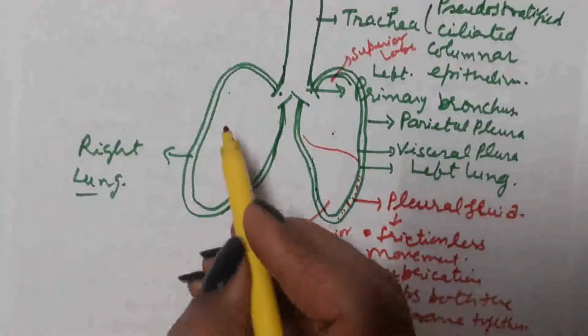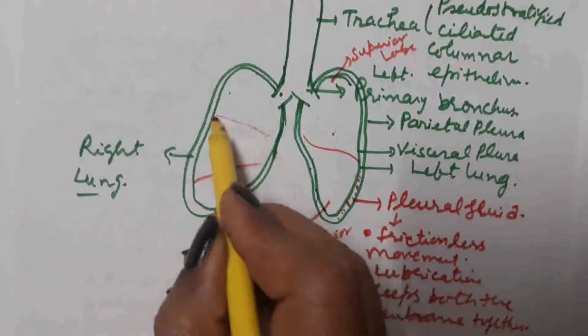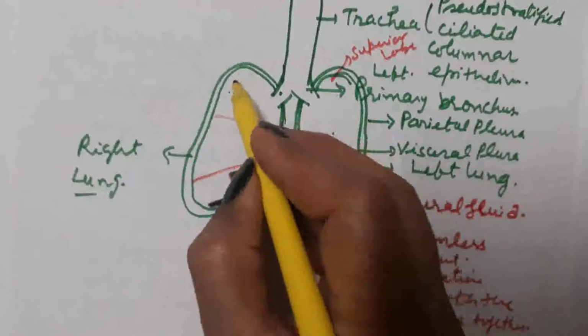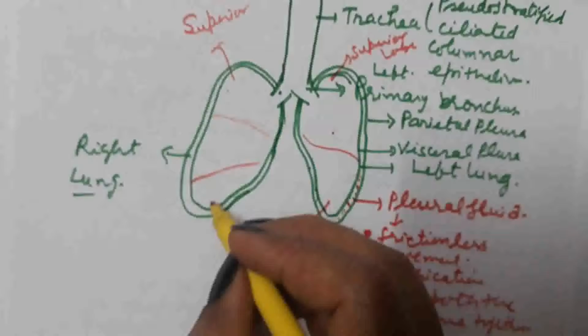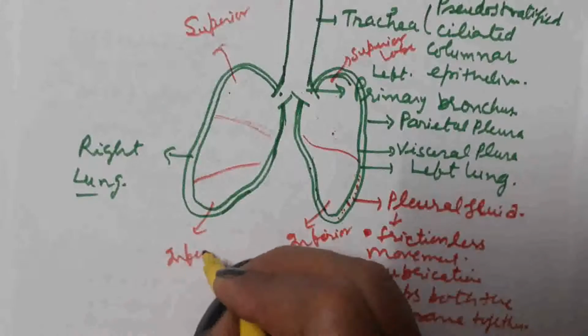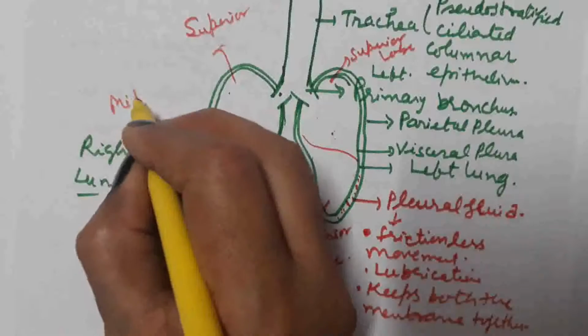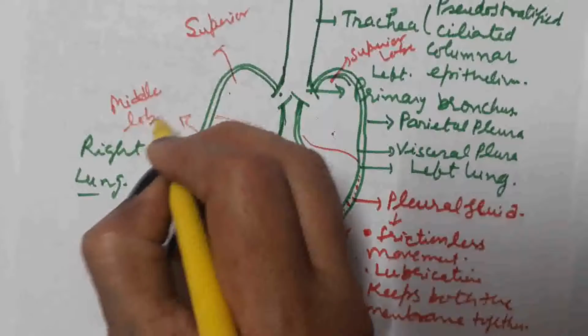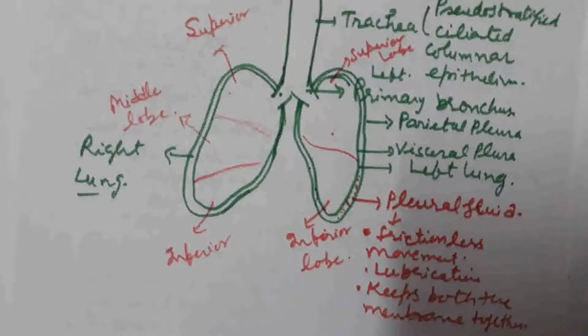Right lung is divided into three lobes: superior, inferior and middle lobe. Internally, primary bronchus is also divided into secondary bronchus, tertiary bronchus.